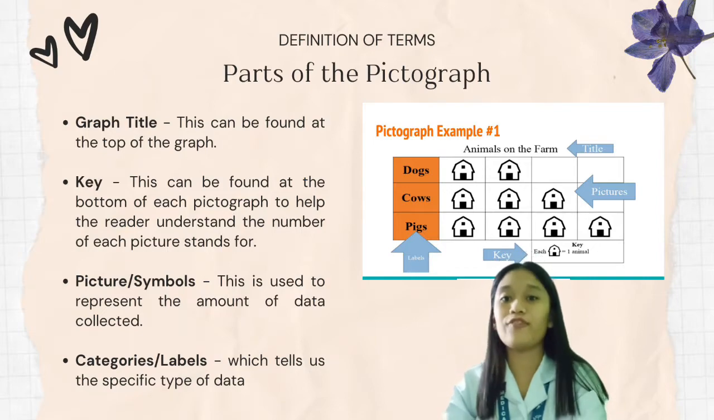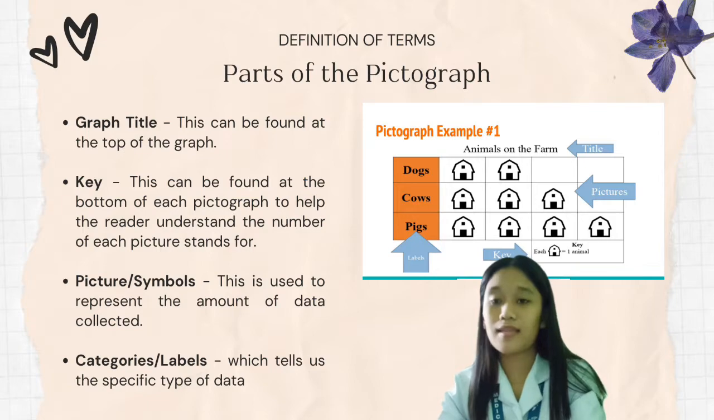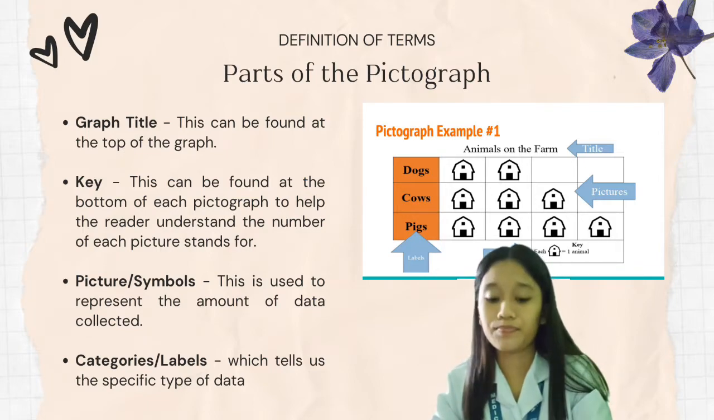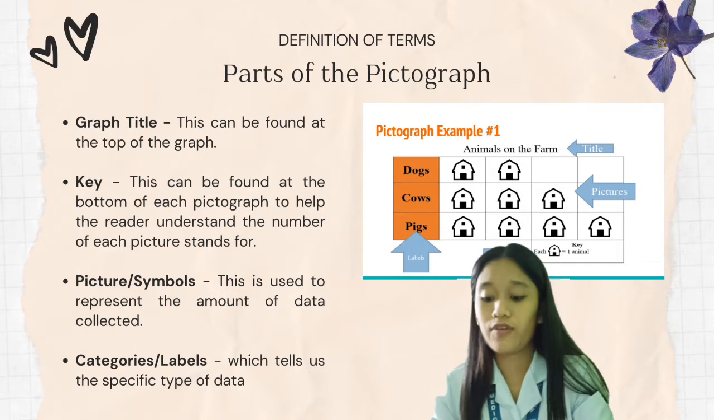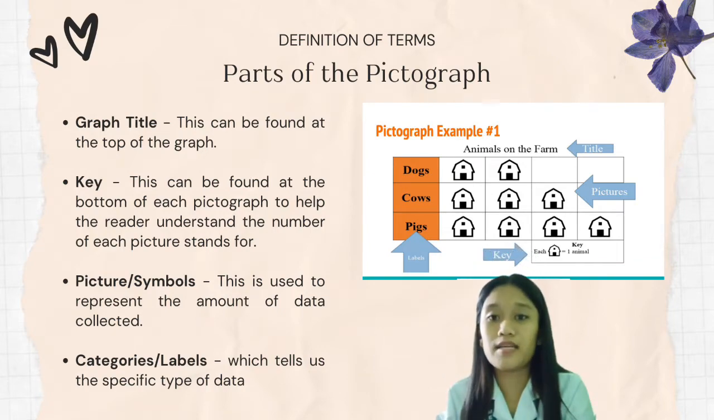First, we have the graph title. It is where we can find what the graph is all about, and this can be found at the top of the graph. Next is the key. This can be found at the bottom of the pictograph to help the reader understand the number each picture stands for. For the last part, we have categories. Categories tell the specific type of data.